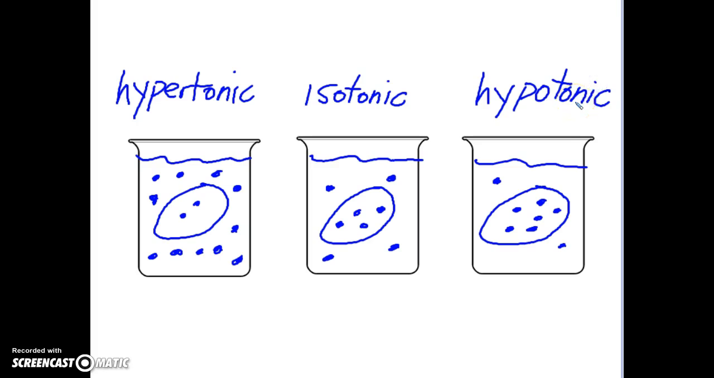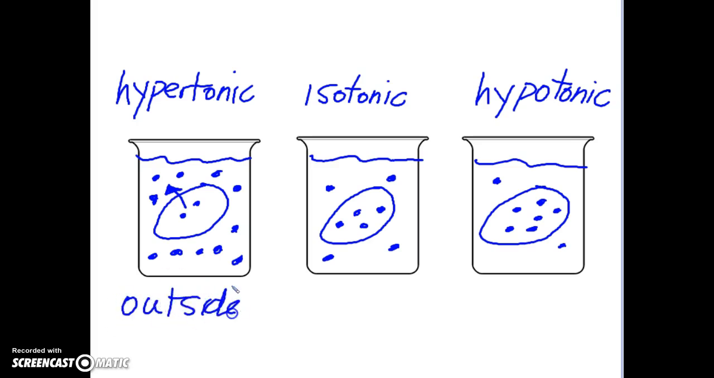Okay, and then we have to understand which direction the water will move if the cell is placed in these different environments. So in a hypertonic environment, the water will actually go where the party is. So where's the party? The party's outside. So the water will actually go outside of the cell, leave the cell. Okay, so the net movement of water will be outside the cell.